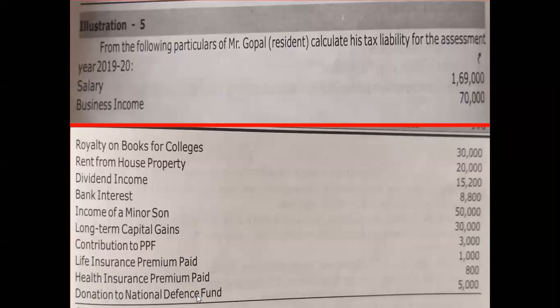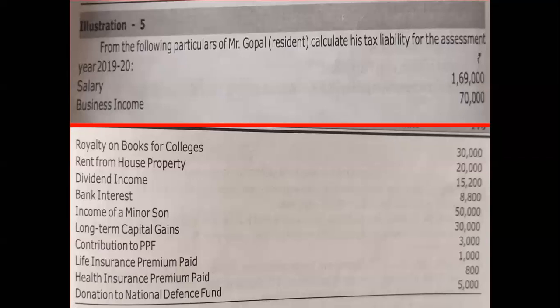Next, donation to National Defense Fund. So any donations which have been given for any institutions can be claimed as deductions under section 80G. So we have 4 categories: 100% deduction with maximum limit, 50% deduction with maximum limit, 100% deduction without maximum limit, 50% deduction without maximum limit. Now they have clearly mentioned that it has been provided for National Defense Fund.